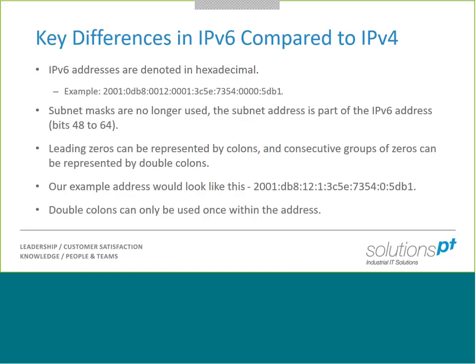Now, we can make that address slightly better by leading zeros can be just represented by colons, and consecutive groups of zeros can be represented by double colons. So that example address above would look like that one below in the second to last point. So it's slightly more manageable, but again, looking at that, it's very unfamiliar to most people. It's very hard to deal with. It's like dealing with a huge MAC address.